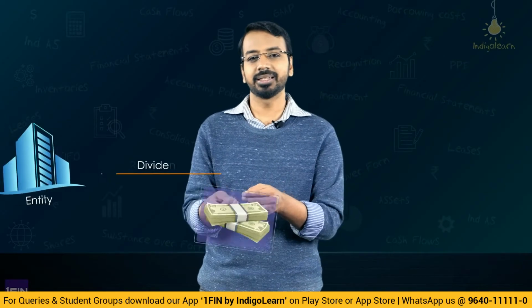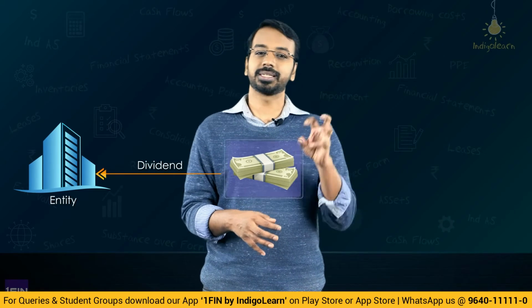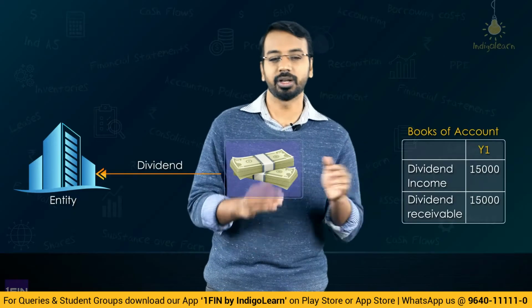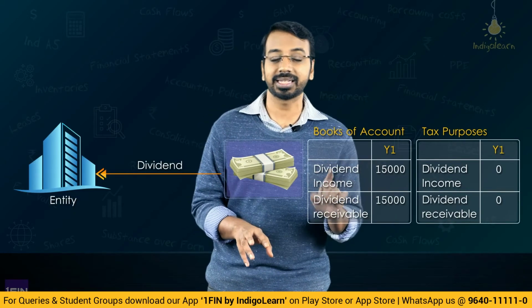Now consider another example. Say there is an entity which will receive dividends, and these dividends are receivable and you have accounted for them as income in the books. So in the books there is dividend income and dividend receivable, which you have not yet received. Now for the tax purpose, assume for a moment that these dividends are exempted.